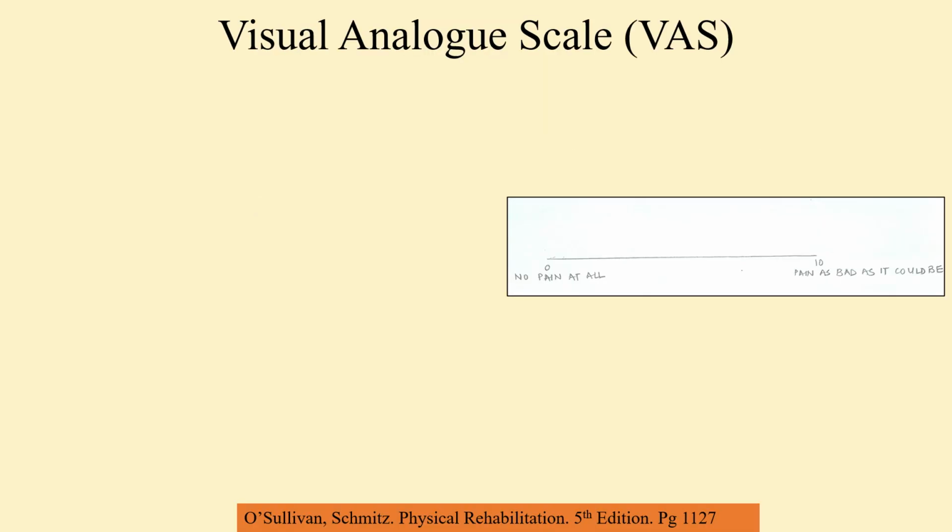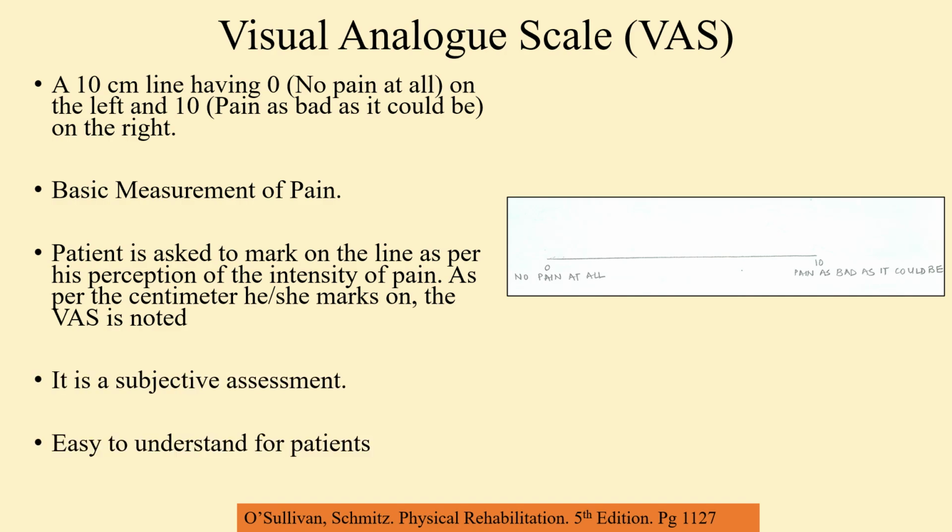Let's look at the widely used pain assessment scale, which is the visual analog scale, or VAS as it is called by many. Okay, so you can see on the right, it is a 10 centimeter line with 0 on one end, which means no pain at all, and 10 on the other end, which means pain as bad as it could be. Even though it is subjective, it is easy for patients to understand. You just present them this line and tell them to mark on the line based on their perception of their intensity of pain.